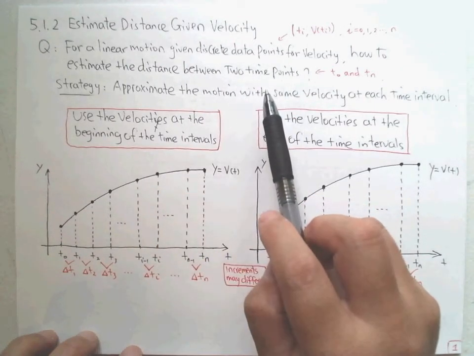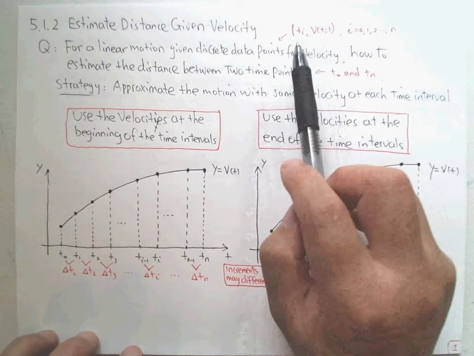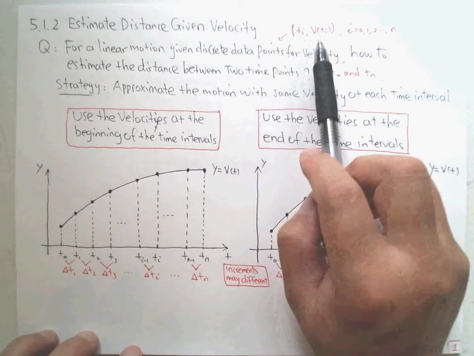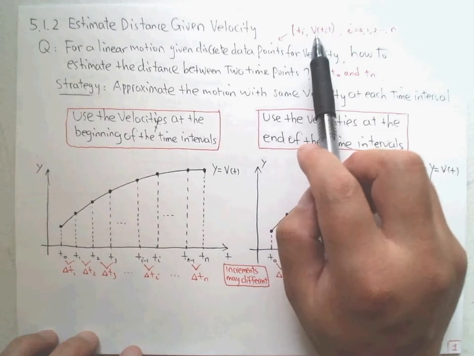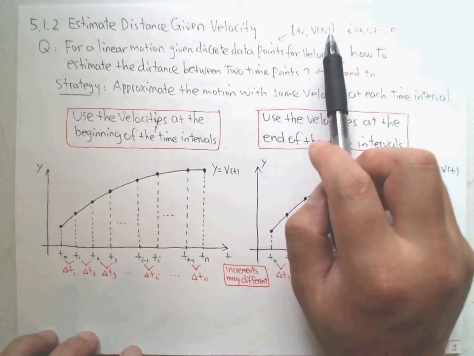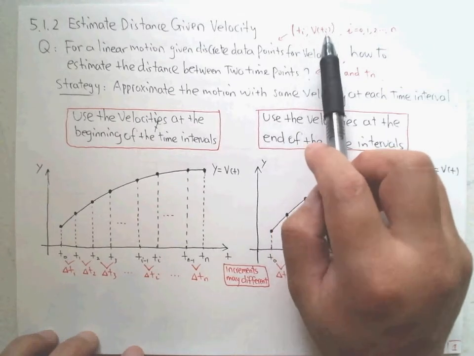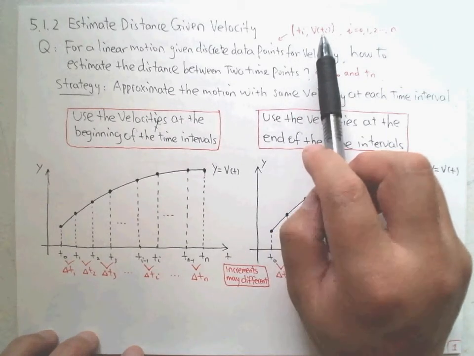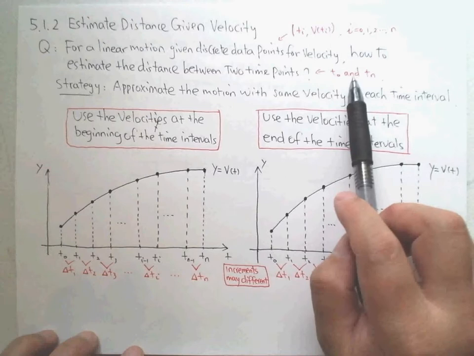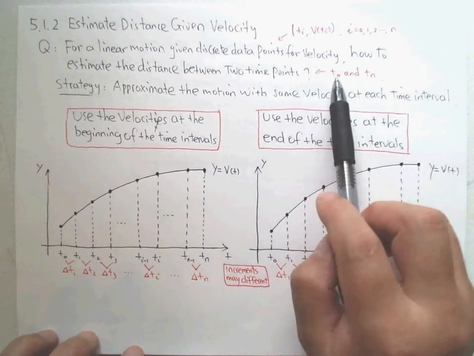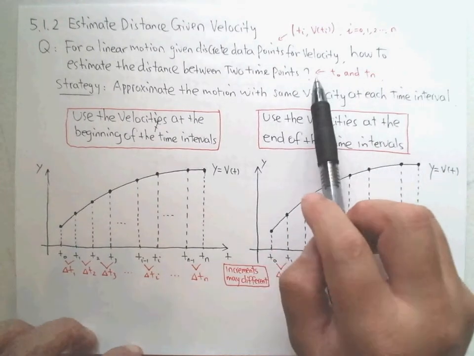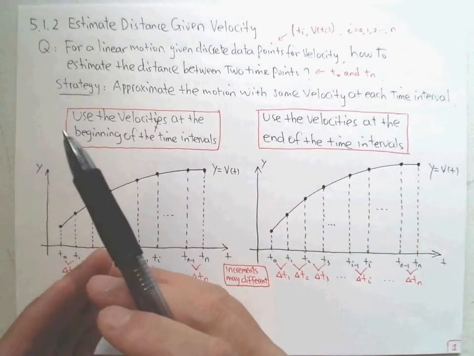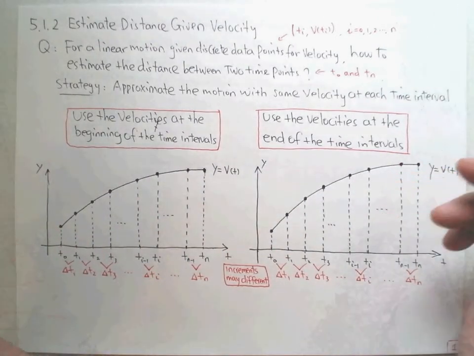Given the discrete points, we know the times t0 through tn and the velocity at each ti. These are the discrete data points for the velocity. So what is the distance from the beginning point t0 to the end point tn? How far does the particle move, given that the velocity changes?